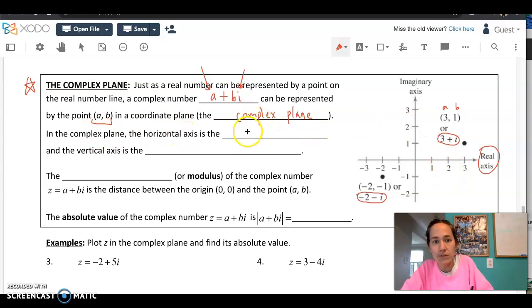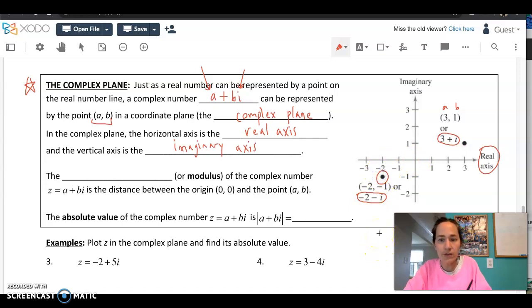In the complex plane, the horizontal is going to be dubbed the real axis, and the vertical axis, like you see on the picture, gets to be the imaginary axis. So you'll see another point that's plotted here. The point negative 2 minus i refers to go negative 2 on the real, go negative 1 on the imaginary, and you land down in quadrant 3.